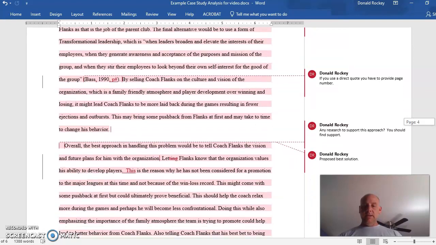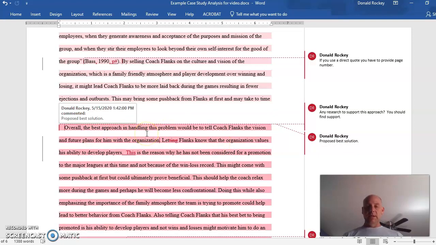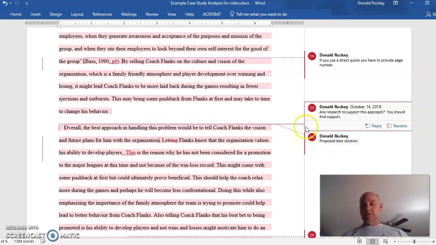And then get down here to the next part. Overall, the best approach in handling the problem would be to tell the coach the vision and mission. So now you're talking about the best possible solution. He's throwing out here, I gave you my alternatives, here's the best alternative. Okay.